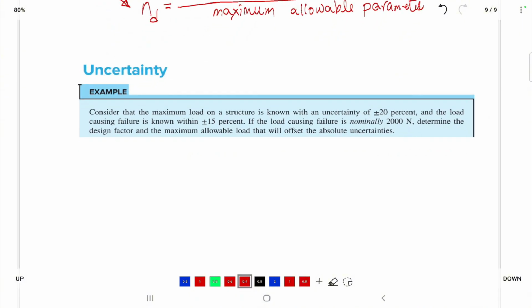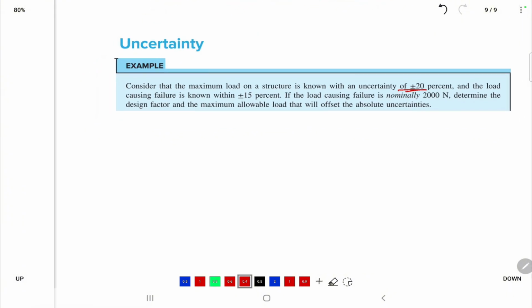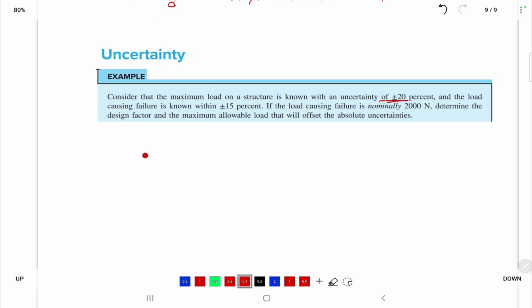Okay, now I'll take this example. Consider the maximum load on a structure is known with an uncertainty of plus minus 20%, and the load causing failure is known within plus minus 15%. If the load causing failure is nominally 2000 Newton, determine the design factor and the maximum allowable load that will offset the absolute uncertainties.